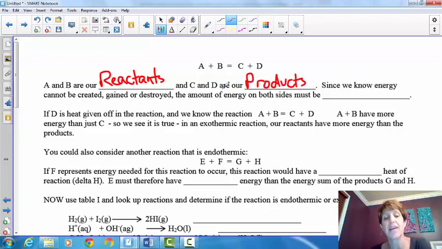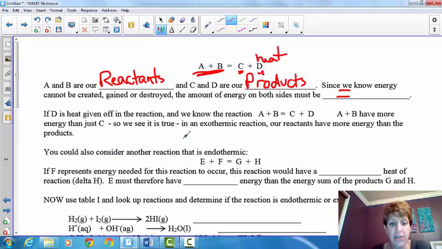Since we know energy cannot be created, gained, or destroyed, the amount of energy on both sides has to be equal. If D is heat given off in the reaction, so I'm going to write heat right here by this one, we know the reaction A plus B equals C plus D. A and B have more energy than C alone. So if these two actually have more energy than this, heat had to be released in the process.